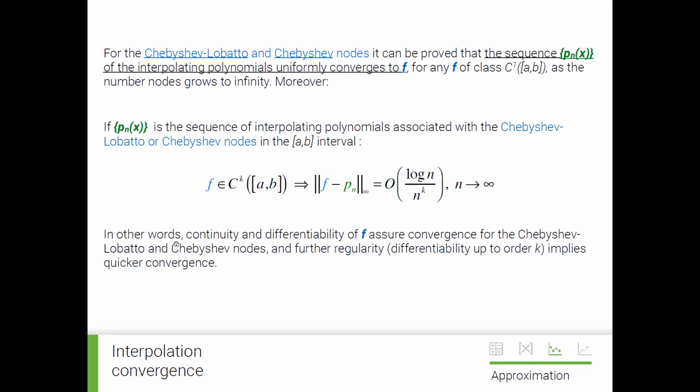Here it is also written, in other words, that continuity and differentiability of f ensure convergence for the Chebyshev-Lobatto and Chebyshev nodes, and regularity, differentiability up to order k, implies quicker convergence. So for Chebyshev-Lobatto and Chebyshev nodes, the sequence uniformly converges to f for any f of class C1. For any function of class C1.